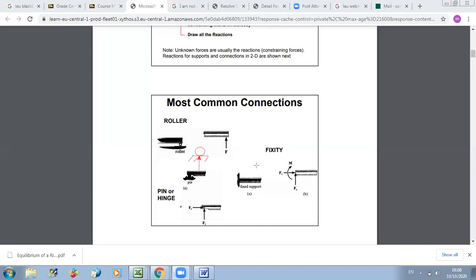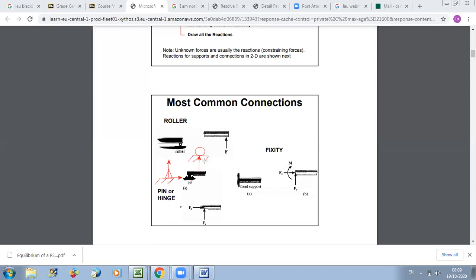Okay. So now the second type of connection is the pin. The pin is in general represented as you can see here, or it will be like this. You have a triangle. When you see a triangle like this, this is a pin. The pin will develop two reactions, one in X and one in Y. So in this case, the reactions are an X reaction and a reaction in Y.